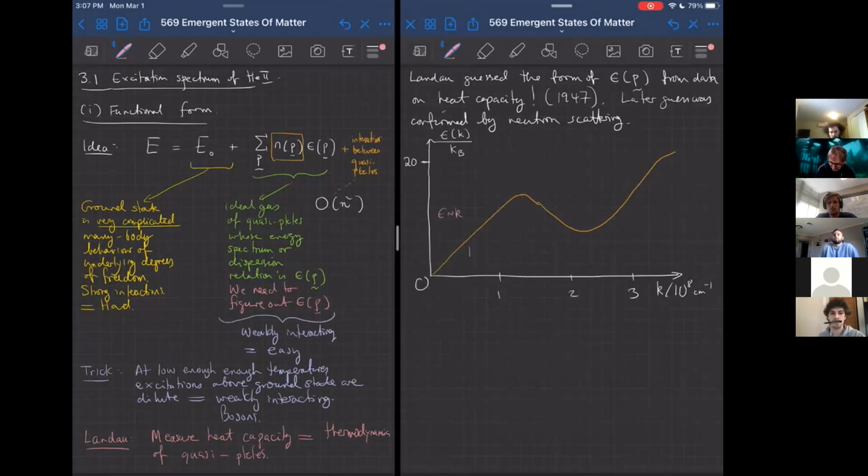So that means that these things, we can think of these as being sound waves or phonons, propagating modes whose dispersion relation goes like k, so they're not diffusive. So those are called phonons. This thing over here is called the roton minimum.